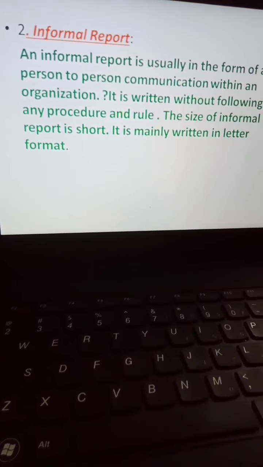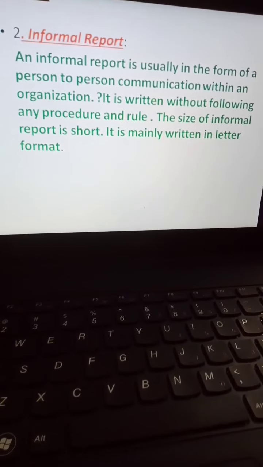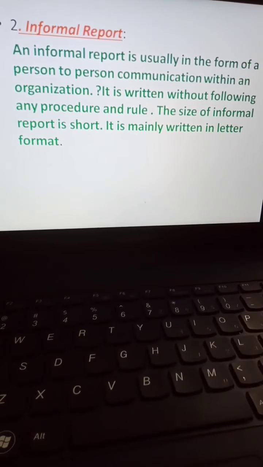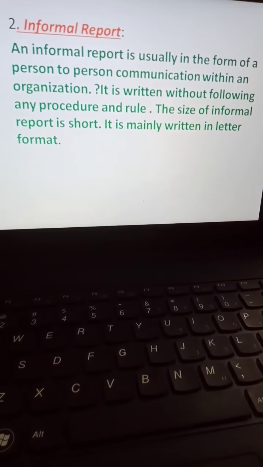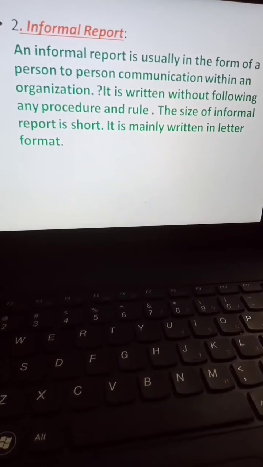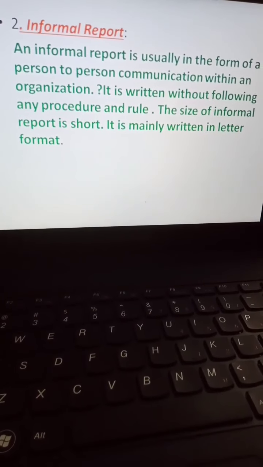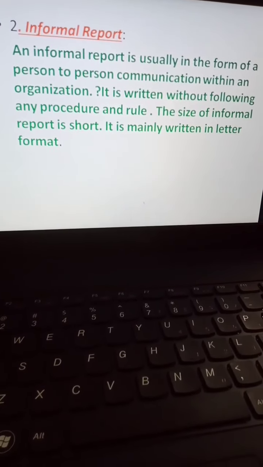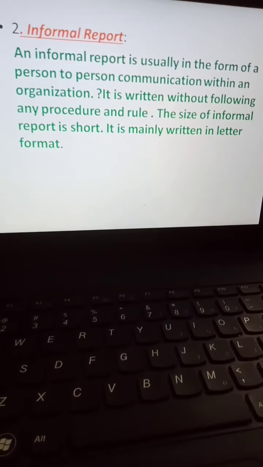What is an informal report? An informal report is usually in the form of a person-to-person communication within an organization. It is written without following any procedure and rule. The size of an informal report is short. It is mainly written in letter format.